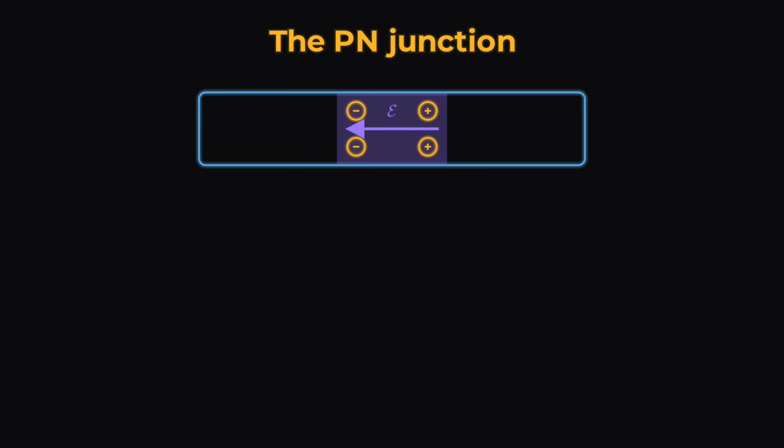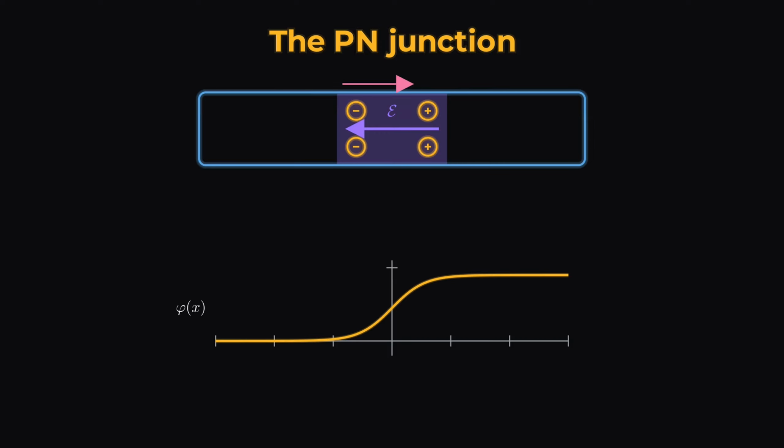The exposed ions set up an electric field across the depletion region. The field points from the positive n-side ions toward the negative p-side ions. It opposes further diffusion of majority carriers. That field corresponds to a voltage step across the junction. We call this the built-in potential. It is the equilibrium barrier that majority carriers must climb.